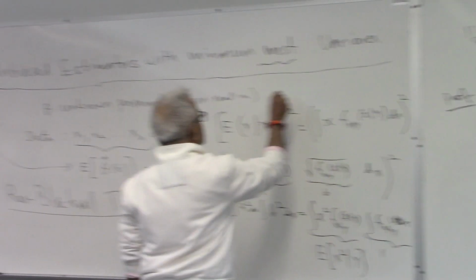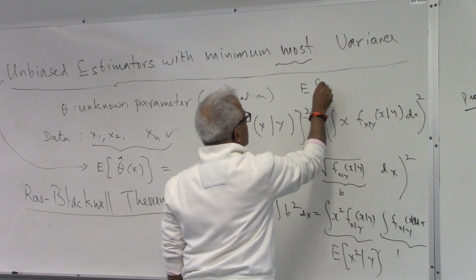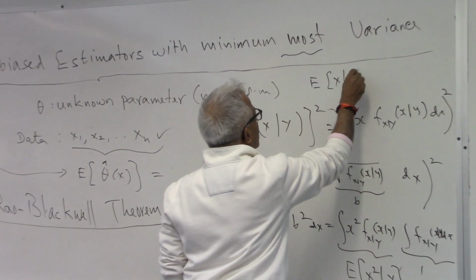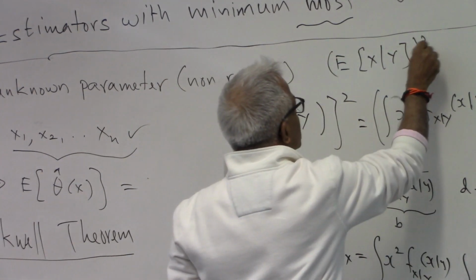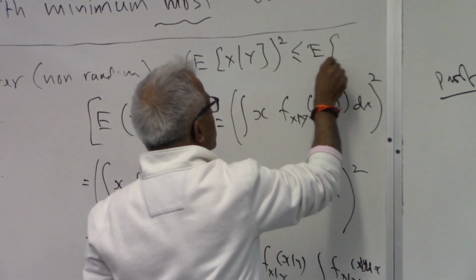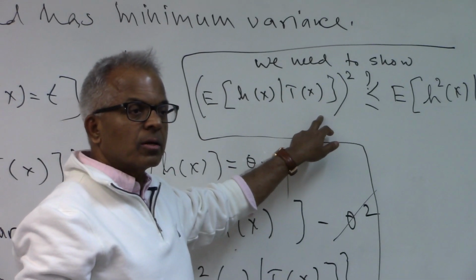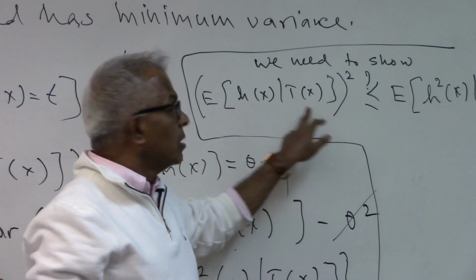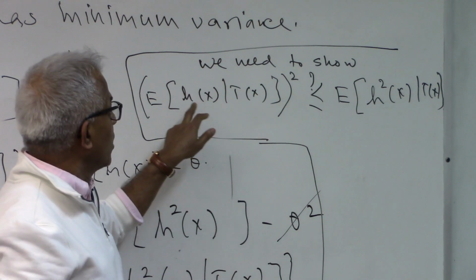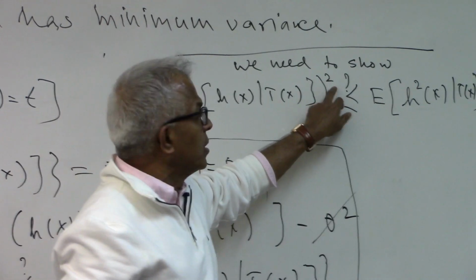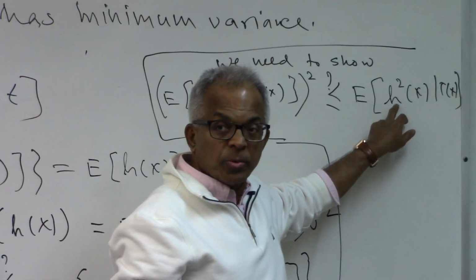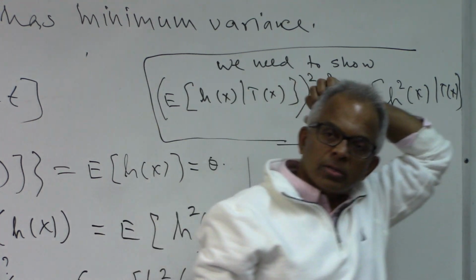So we proved this. This is all true for any random variable: the expected value of x given y, the whole squared, is less than or equal to the expected value of x squared given y. And that's what we wanted to prove here.